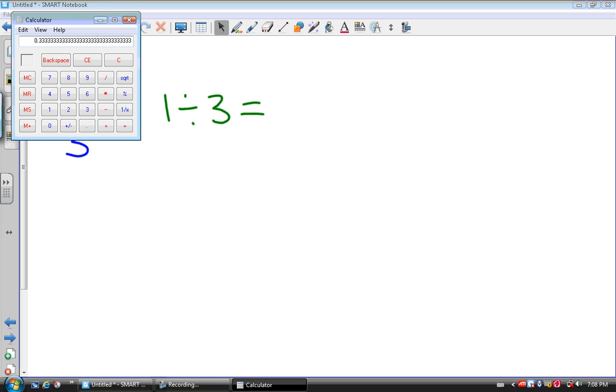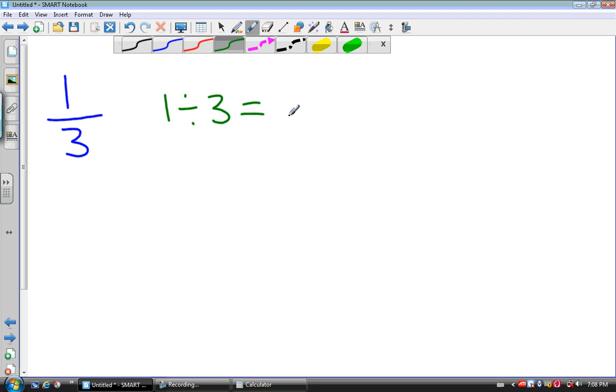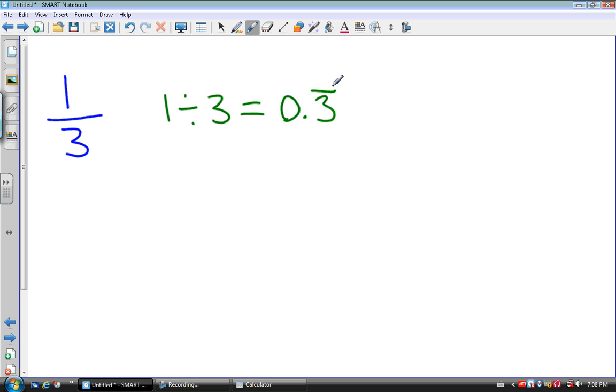This is called a repeating decimal, and there's a very special way to write a repeating decimal. I simply write 0.3. Now I'm going to place a bar up on top of the 3. This is the part that repeats. This bar means that that 3 goes on forever and ever. Let's try one more example.